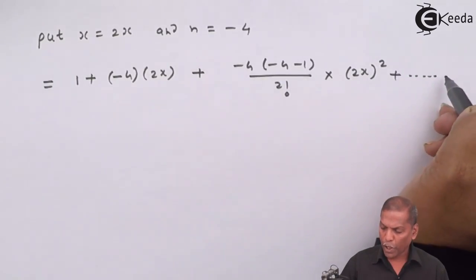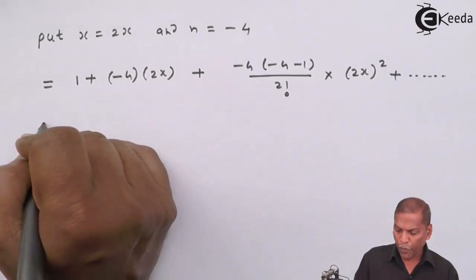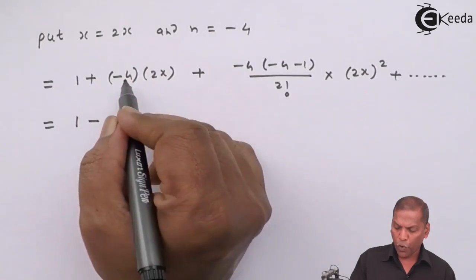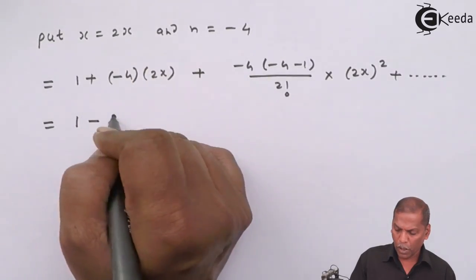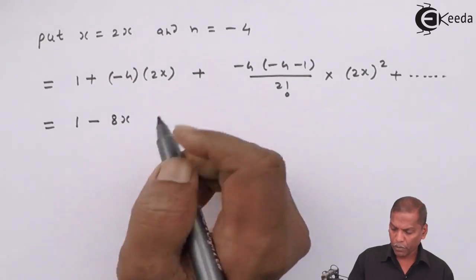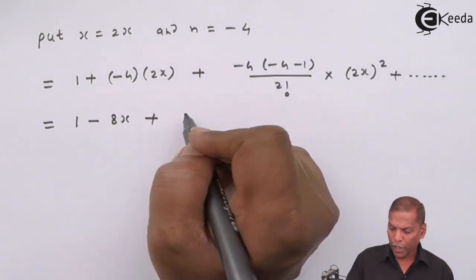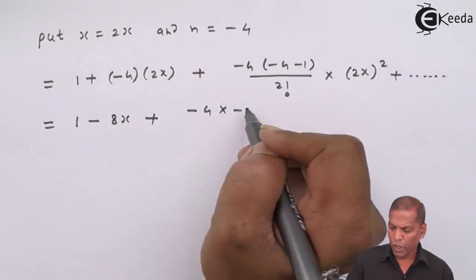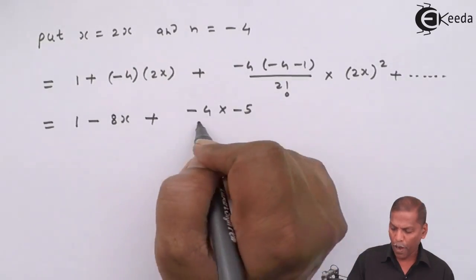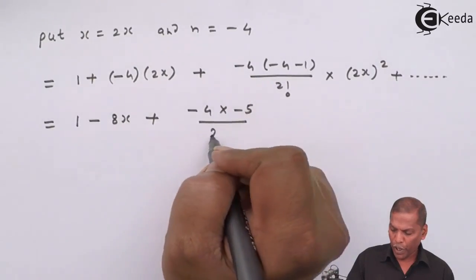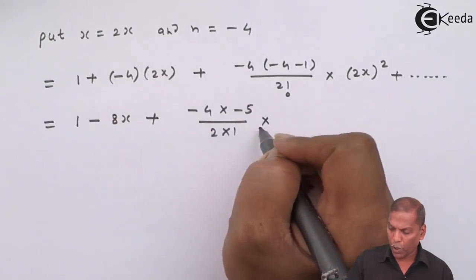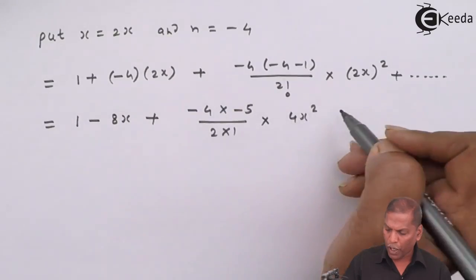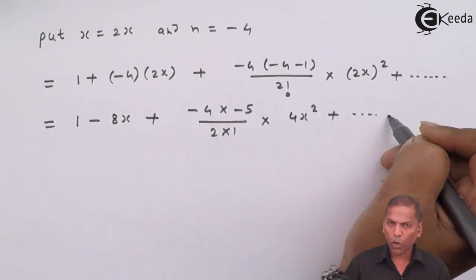Plus going on. On simplifying further, we get 1 plus minus 4 into 2x, that gives 8x with a minus sign, then plus. In the numerator we have minus 4 into (minus 4 minus 1), that gives minus 5, upon 2 factorial, means 2 into 1, into (2x) the whole square, so that gives us 4x square, plus going on.